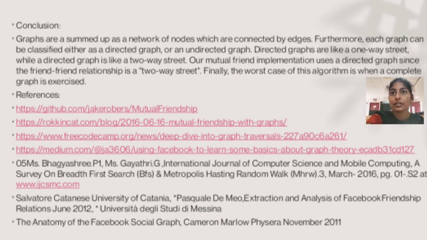Conclusion: graphs are summed up as a network of nodes which are connected by edges. Furthermore, each graph can be classified as a directed or undirected graph. Directed graphs are like a one-way street, while undirected graphs are like a two-way street. Our mutual friends implementation uses an undirected graph, since the friend-friend relationship is a two-way street. Finally, the worst case of this algorithm is when a complete graph is considered.